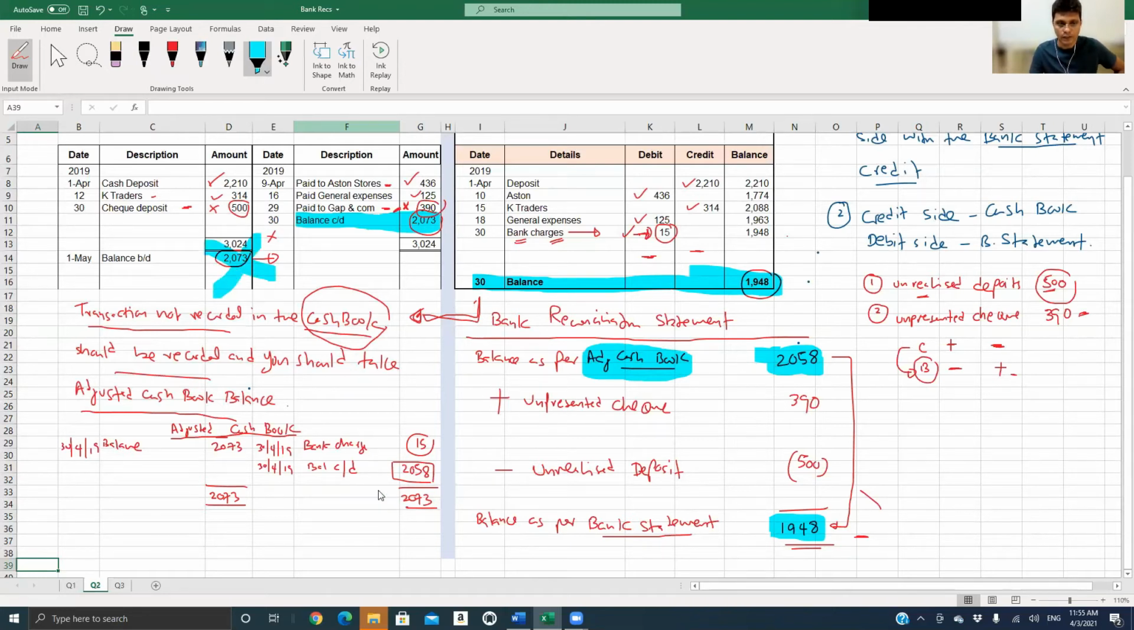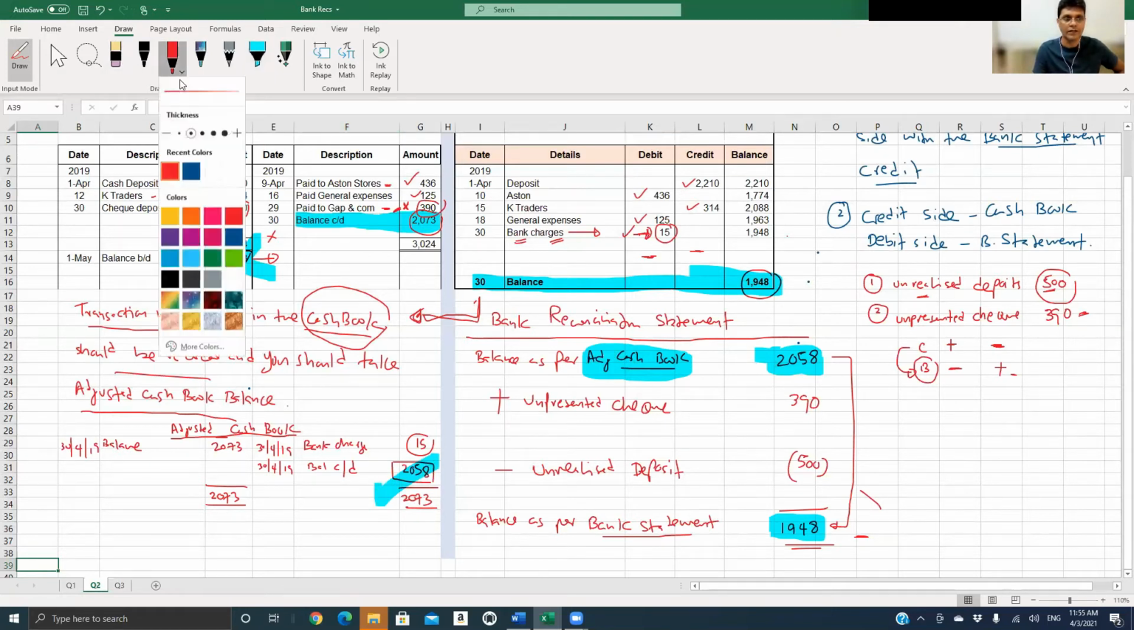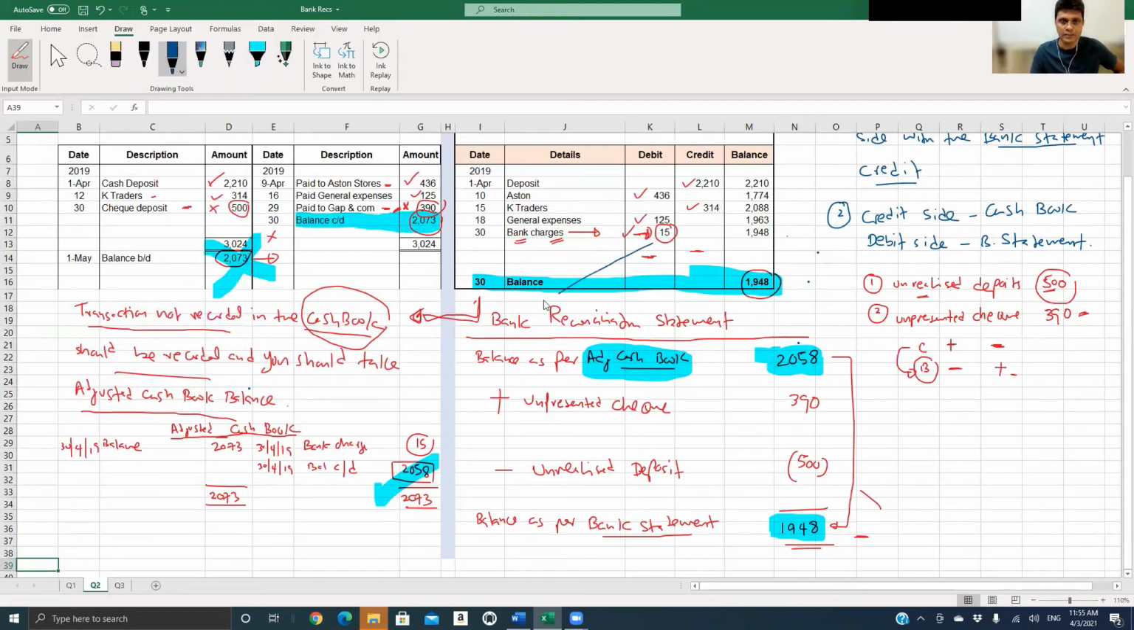We took this balance. Why? We adjusted the bank charges in the adjusted cash book balance, because these transactions are not recorded in the cash book.